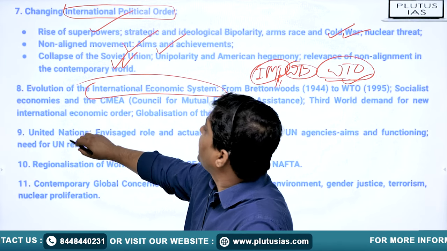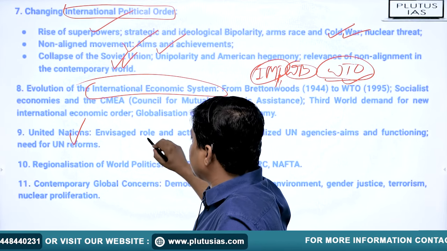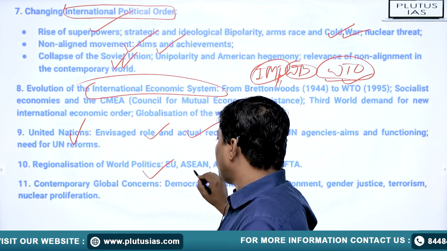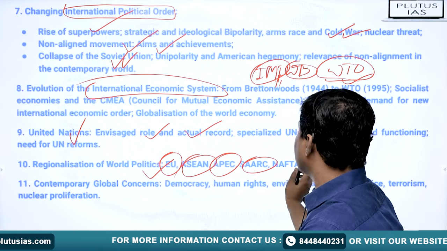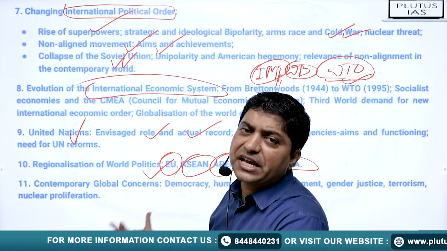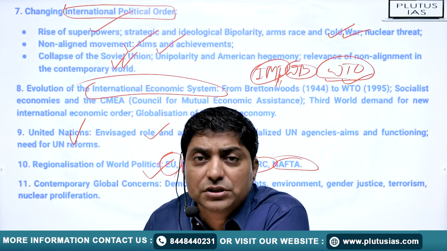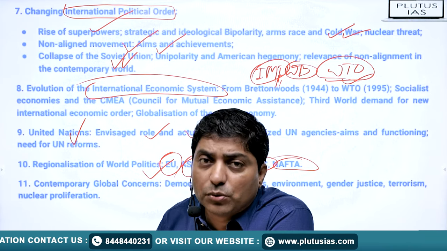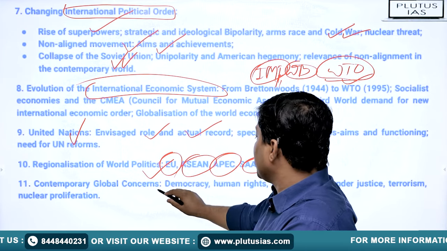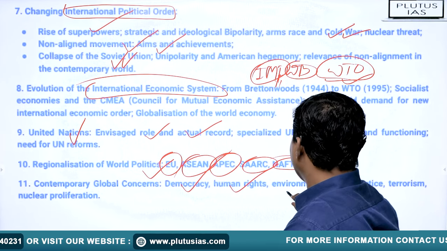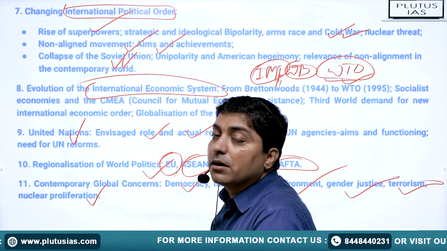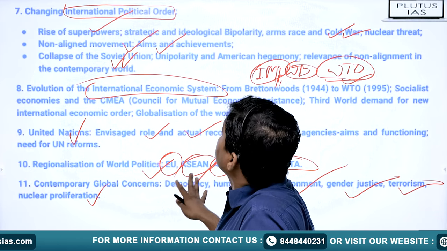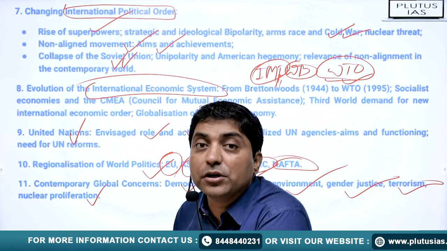Then the UN, again, is very important. Then regionalization of politics like Asia, ASEAN, EU, APEC, SAARC, NAFTA, that comes every day in your newspaper. You encounter India's relations with the world, and contemporary global concerns like democracy, human rights, environment, gender justice, terrorism, and nuclear proliferation. So this is section A of paper 2.